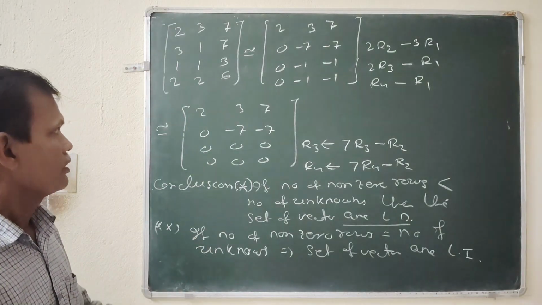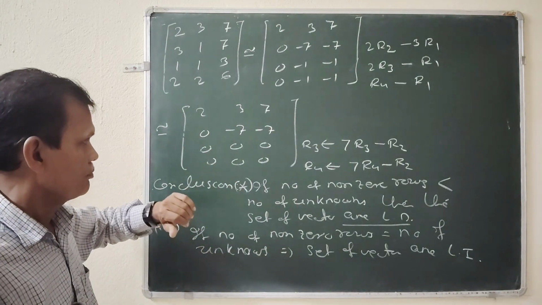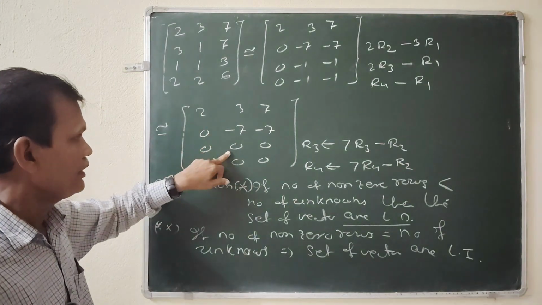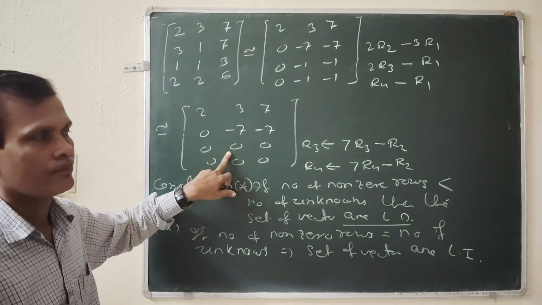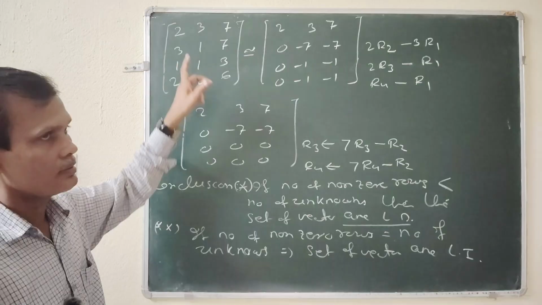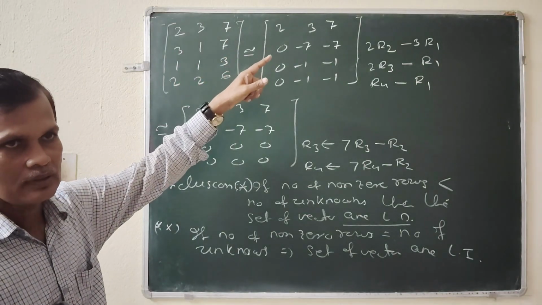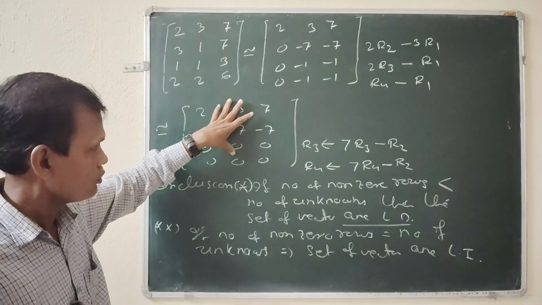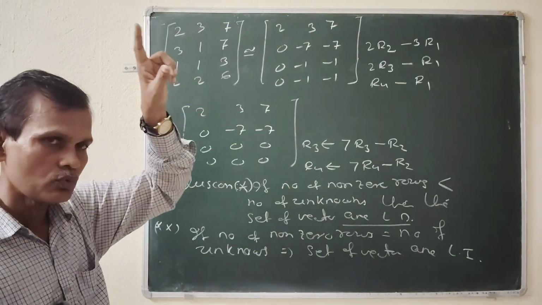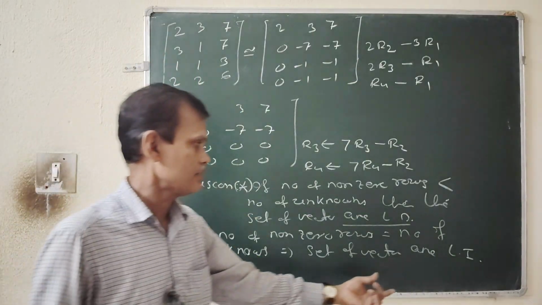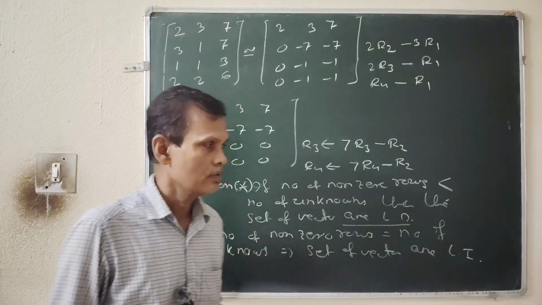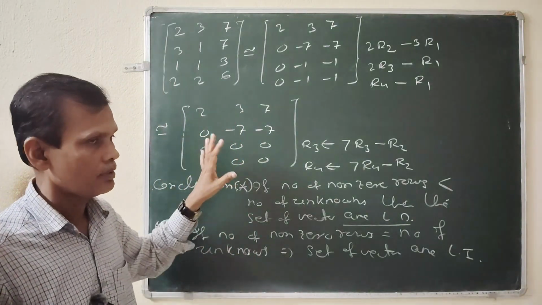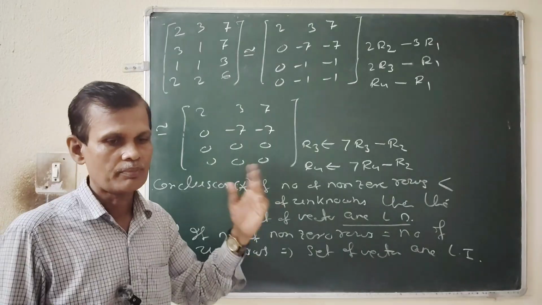Suppose we have a problem where after row operations we get three non-zero rows, and we have three scalars alpha 1, alpha 2, alpha 3 corresponding to the three vectors. As the number of non-zero rows is equal to the number of vectors, in that case the vectors are linearly independent. Is it clear? So by concluding these two, we say whether the vectors are linearly independent or dependent.